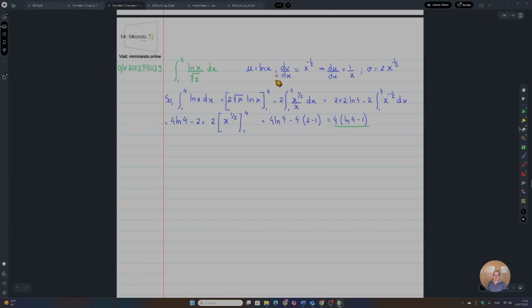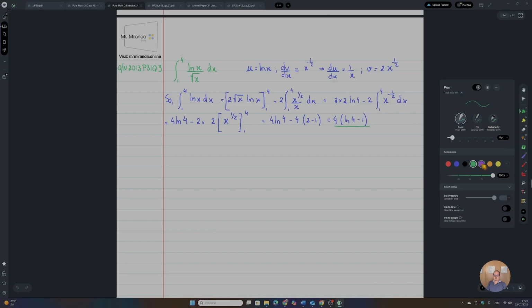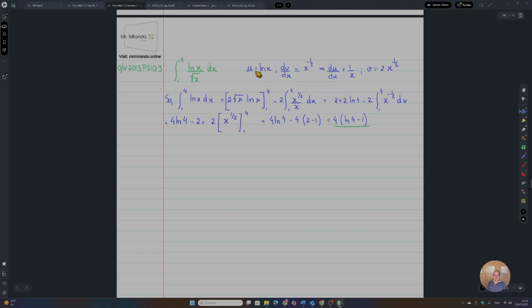By sheer practice, I would know that the natural logarithm of x would be my u, and the rest, that is 1 over square root of x, would be my dv by dx. Once I have this, I have to do du by dx, which is just 1 over x, and I do the primitive of that, so the value of v, which is 2x to the power of 1/2. Once I have all of that, then this will become this.